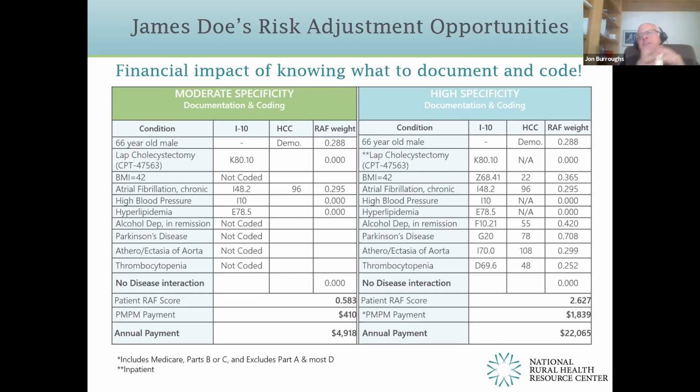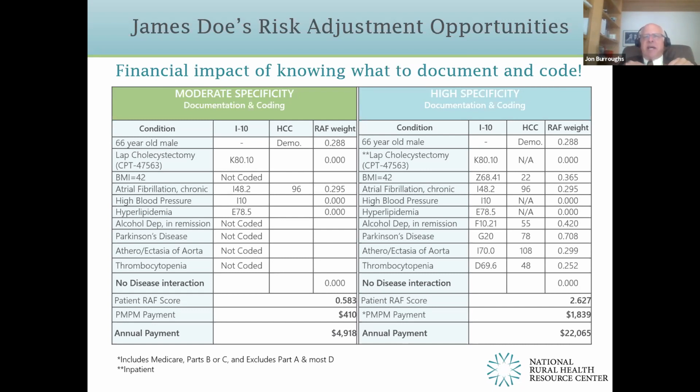Now, let's try it a different way. And remember, this is not upcoding, it's accurately coding. So obviously the patient's here for a lap chole. But we're going to do an evaluation and recommend treatment for the obesity. Why is obesity important? Higher risk postoperatively, higher risk with high blood pressure, with AFib, hyperlipidemia, Parkinson's, vascular disease, etc.